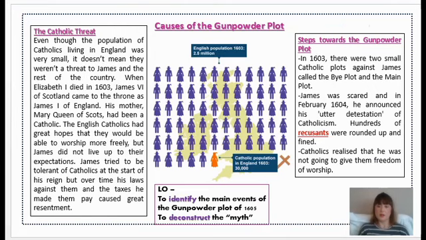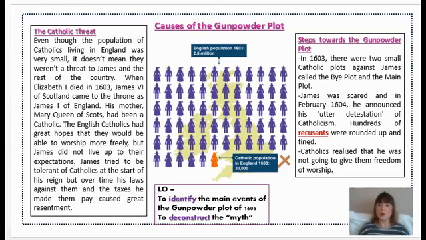So, causes of the gunpowder plot. What caused it to happen in the first place? There was always a threat of Catholicism. There was even during Elizabeth's reign, but Elizabeth managed to deal quite well with religion. She treated Protestants, Puritans, Catholics all relatively fairly, and tried to carry on a middle way religion. And James was pretty good at doing the same.